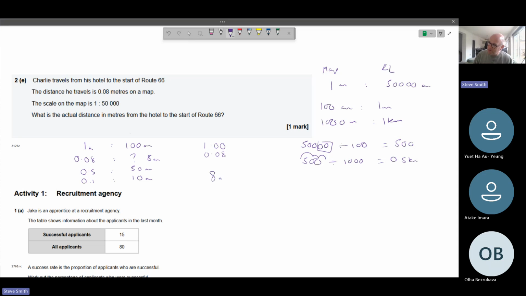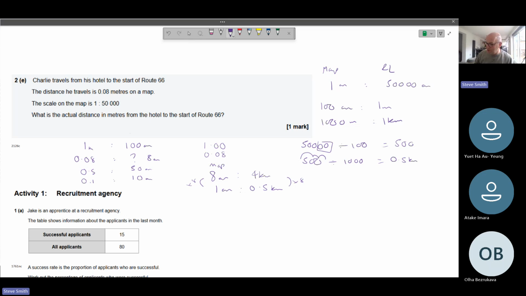So 8 centimeters on his map is the same as what? Well, we know that 1 centimeter was 0.5 kilometers because we worked it out here, look. If we've made that number 8 times bigger, we need to make this number 8 times bigger. So a half times 8 is 4. What is the actual distance in meters?